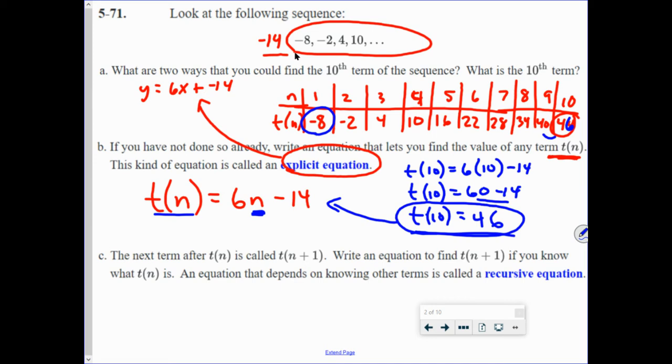That's T of n in this particular case. The next term after it is T of n plus 1. Whoa, what's going on with that? T of n plus 1.